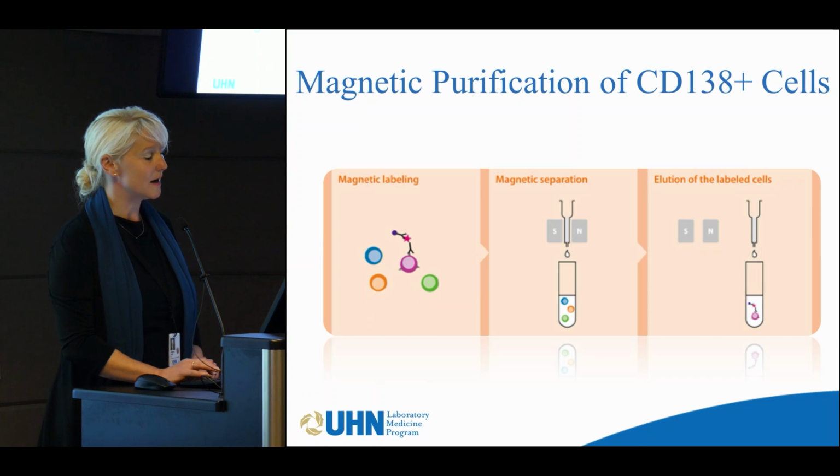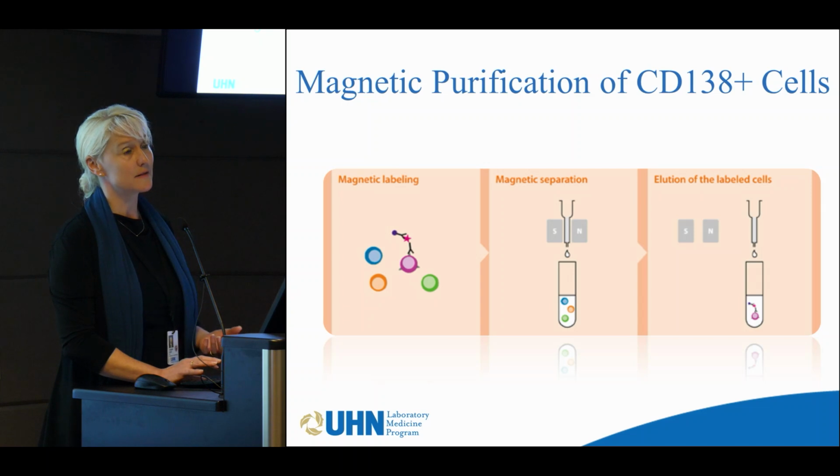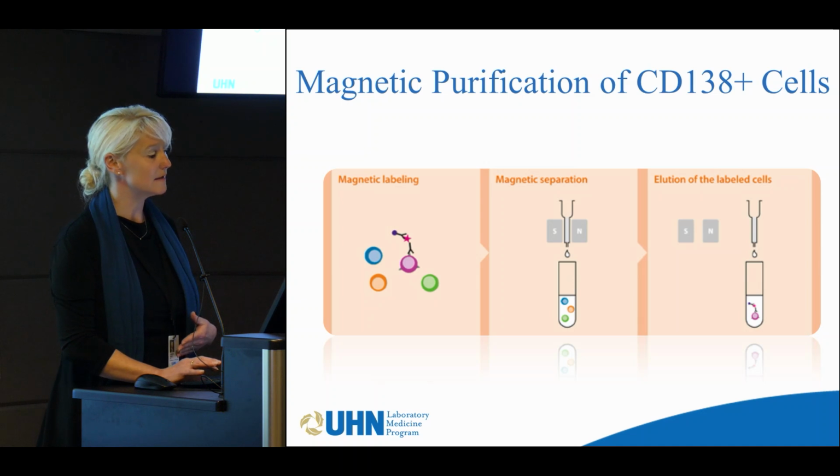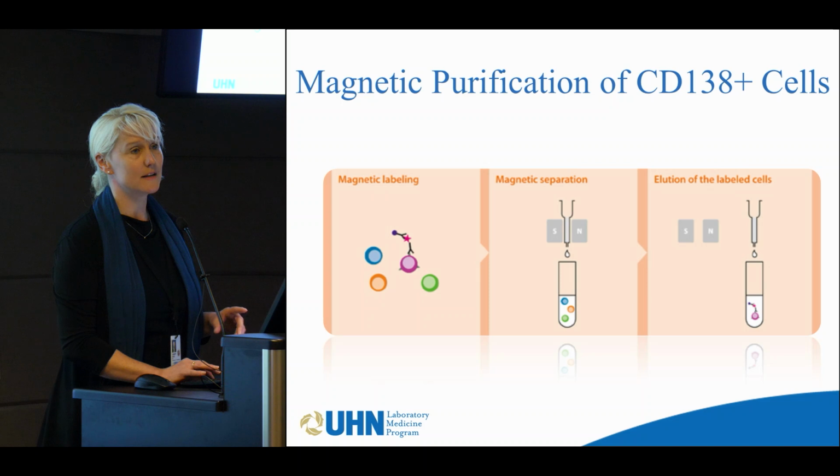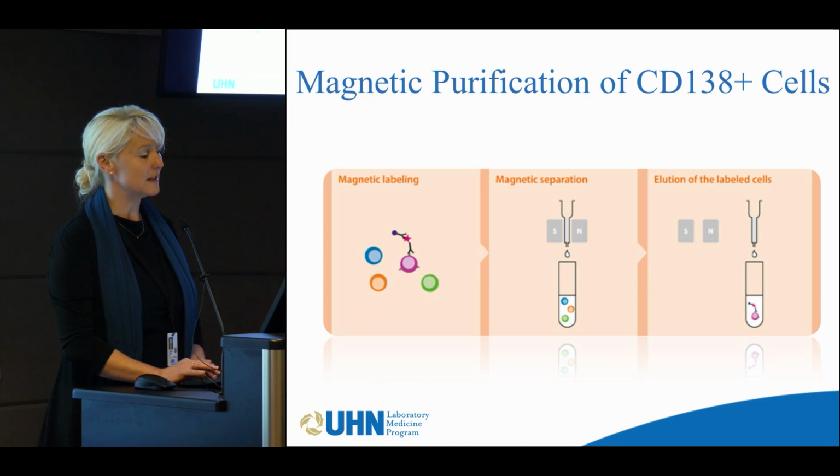So we used magnetic cell purification. It's a very simple technique. All we're doing is labeling our cells with an antibody that's conjugated to a microbead. CD138 is expressed on both normal plasma cells as well as abnormal cells, and it's not expected to hybridize to other cells within our whole bone marrow sample. Upon labeling, this incubation is very short, 15 minutes.